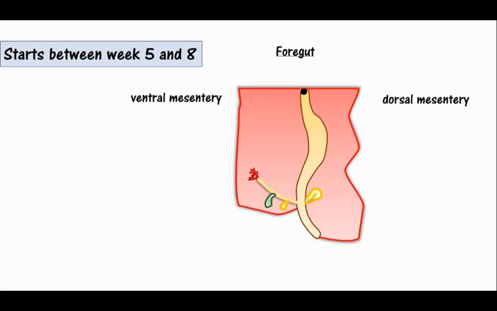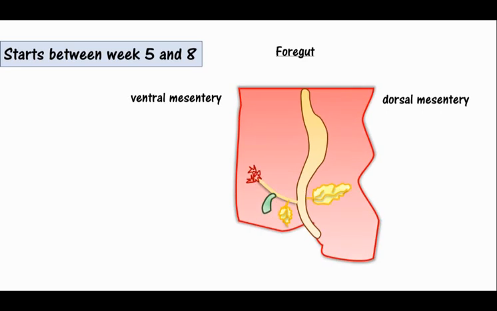It then grows more rapidly with a tendency towards a cranial direction within the layers of the dorsal mesentery. As it continues to grow, it forms the larger of the two pancreatic buds.